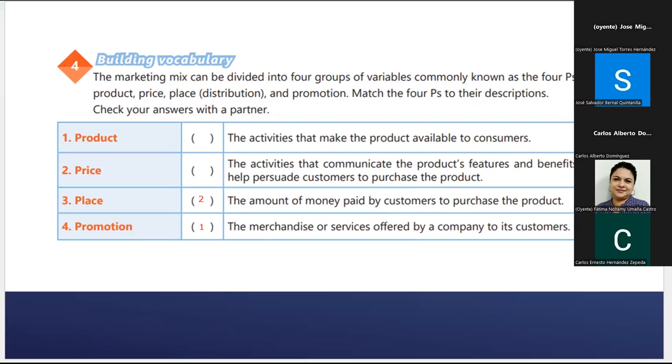Yes, Kevin, correct. The activity that communicates the product features. That is promotion. The activities that make the product available to consumers, right? Yeah, the four is the place. The three, the place. Yeah. Number three.